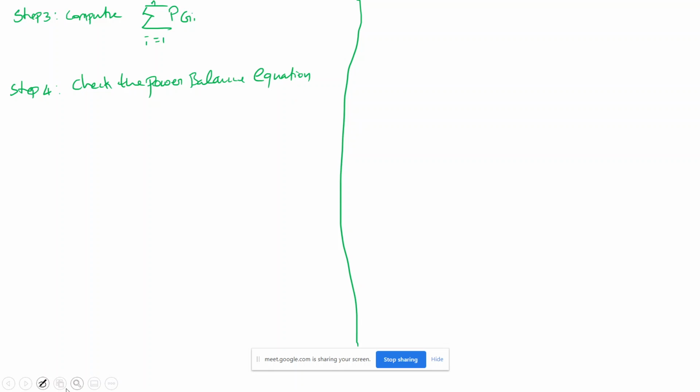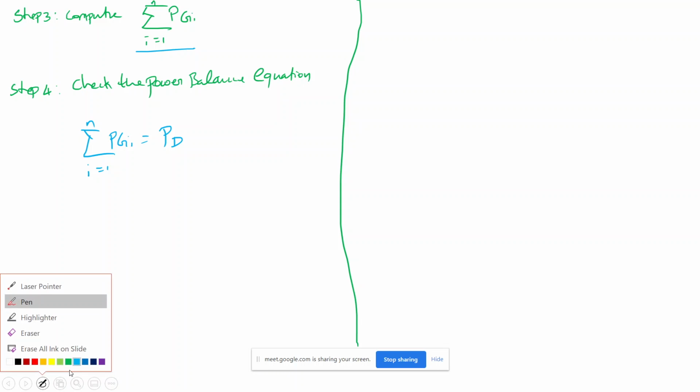So what is the power balance equation? Anyone just recall first? The power balance equation is nothing but the summation of i equals 1 to n of PGi, that is the generated power, must be equal to PD. So this is the demand they require, and this is the power you generated, and we know the value from step 3. If it is equal to whatever demand they required, then we achieved the solution.